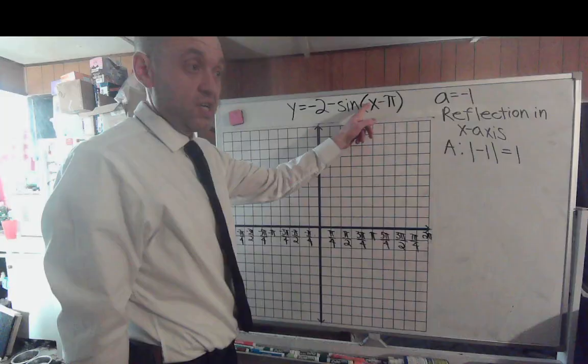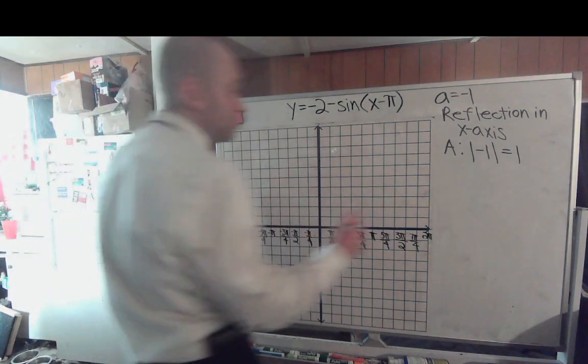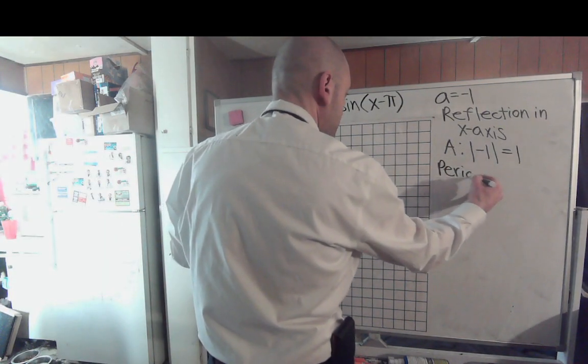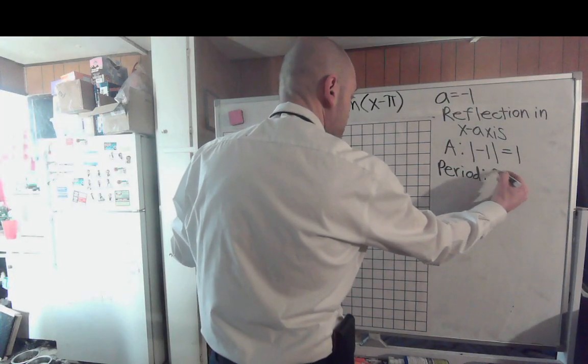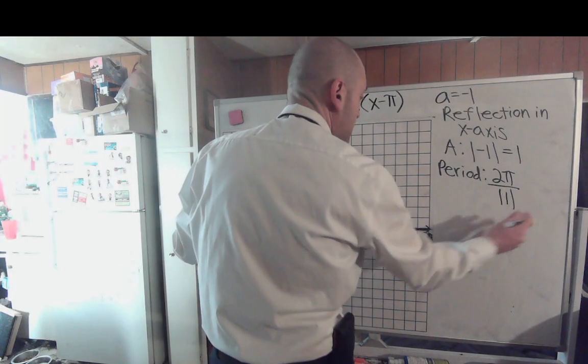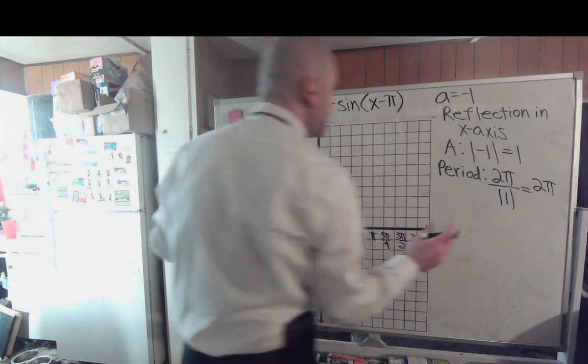Easy enough. Now, look at your parentheses, the quantity of x minus pi. The coefficient on x is 1. You have no number outside of the parentheses, so your period's going to be 2 pi again because it's going to end up being 2 pi over that 1 absolute value of 1, which just gives you a period of 2 pi. That'll make your life easier.